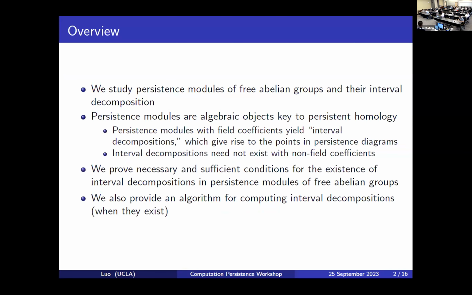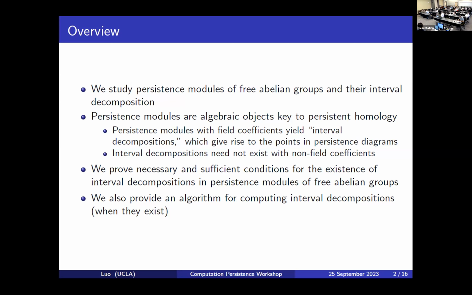So I guess just an overview of what this work is roughly about. We talk about persistence modules of free Abelian groups and their interval decompositions. Persistence modules, as was just discussed a moment ago, are algebraic objects of great importance to persistent homology. When we deal with field coefficients, we get these things called interval decompositions, which basically give us the necessary information for computing persistence diagrams.